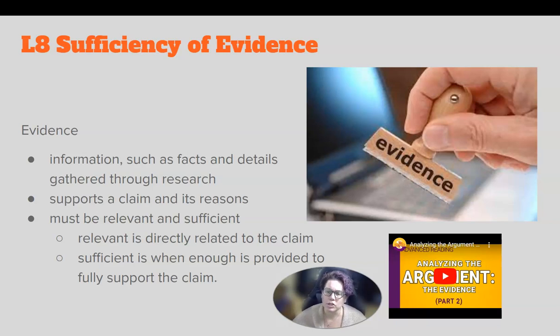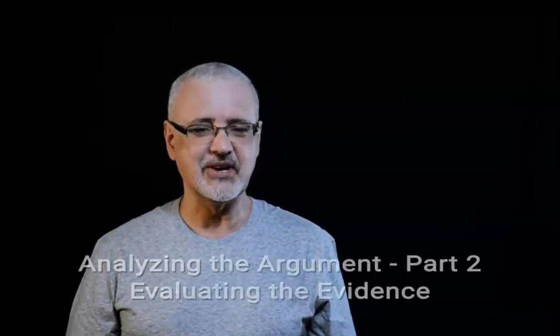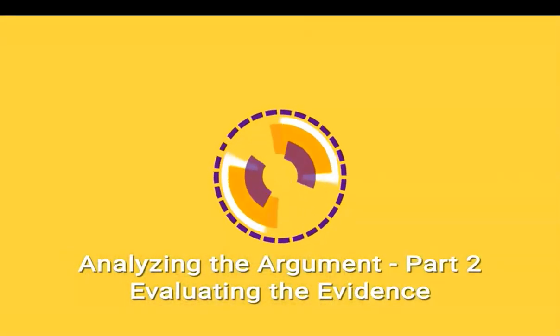So let's go ahead and watch a short video on analyzing the argument. This is part 2 of the video that we watched yesterday. The previous video was about understanding how an argument is built so we can read it critically and see if the argument is logical. Make sure you watch that video first. Now, one way to analyze the argument is to look closely at the evidence the writer presents and ask if it is relevant and sufficient. So stick around and let's talk about evaluating the evidence.